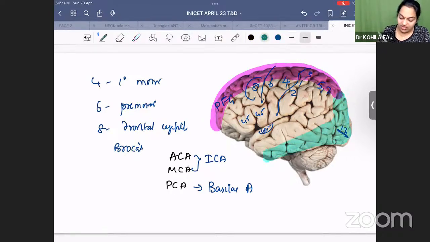Sorry, we forgot the sensory speech area, right? Here you'll have the Wernicke speech area, the supramarginal gyrus and the angular gyrus, the sensory speech area. So the major part of your functional areas come under the distribution of the middle cerebral artery, right?